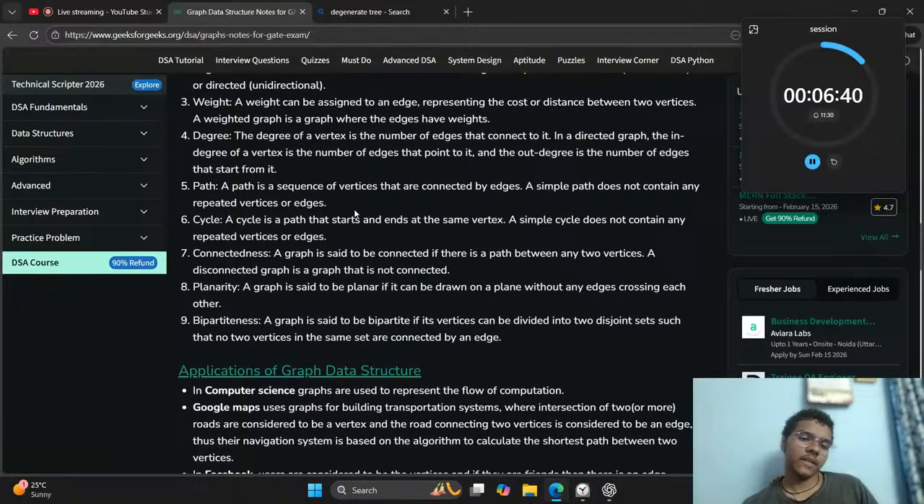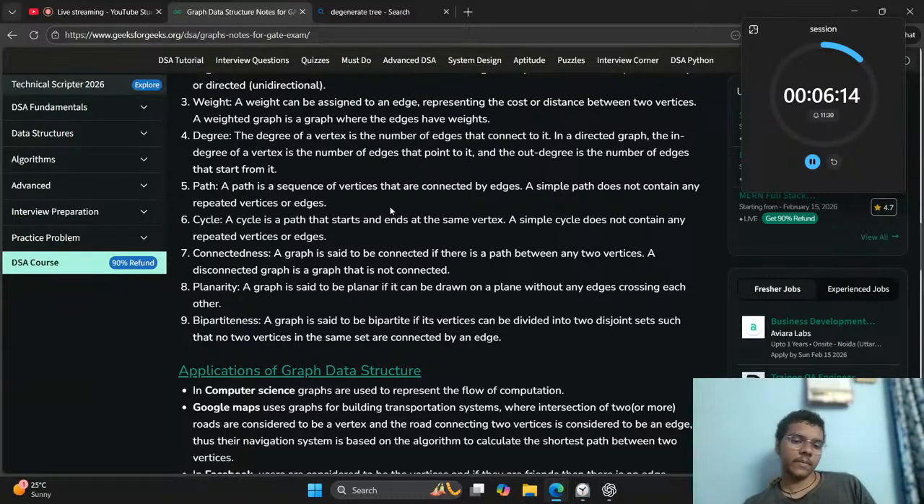Path: a path is a sequence of vertices that are connected by edges. A simple path does not contain any repeated vertices or edges. Cycle: a cycle is a path that starts and ends at the same vertex. A simple cycle does not contain any repeated vertices or edges. Connectedness: a graph is said to be connected if there is a path between any two vertices. A disconnected graph is a graph that is not connected.